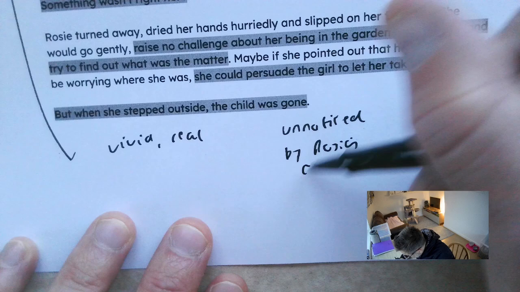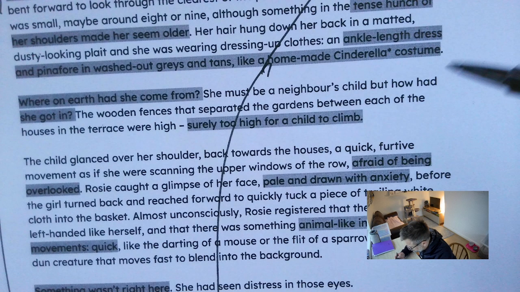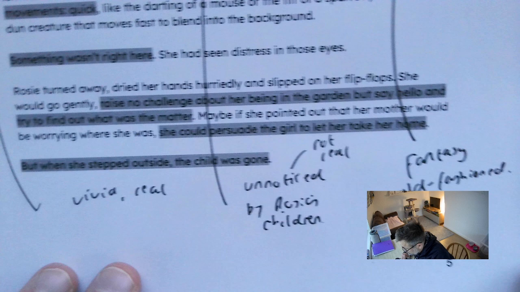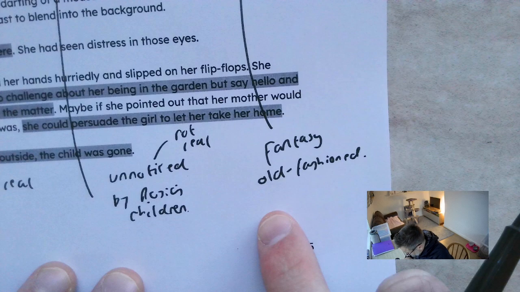Well, the girl's wearing an ankle-length dress or costume, a pinafore in washed out greys and tans, like a homemade Cinderella costume. Well, Cinderella costume, that seems a bit strange, doesn't it? If she's dressed like Cinderella, it makes it seem like it's a bit of a fantasy. She's wearing all this old-fashioned clothing. So again, drawing a little arrow up to that. So I've got a couple of ways in which maybe the girl is made to seem unreal, fantastical.